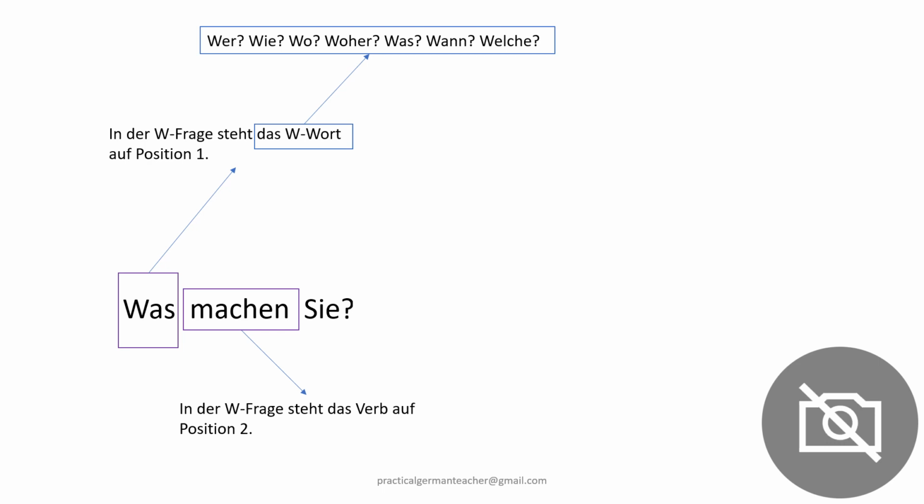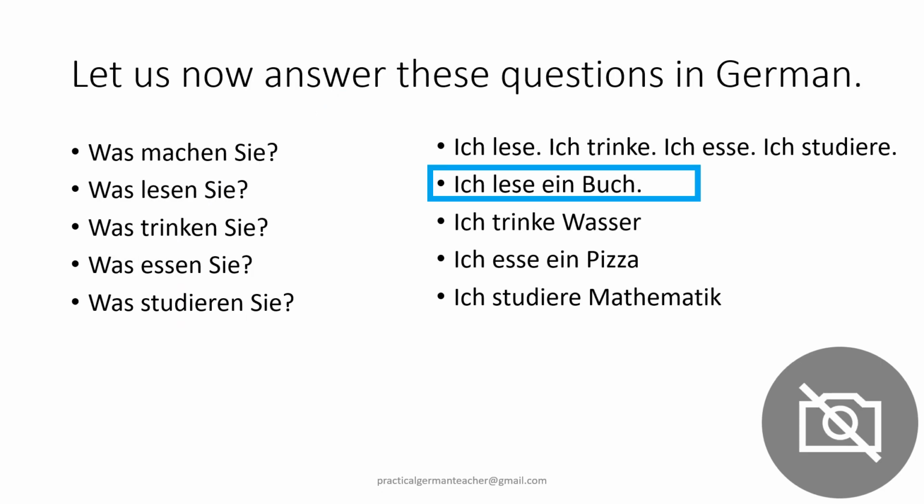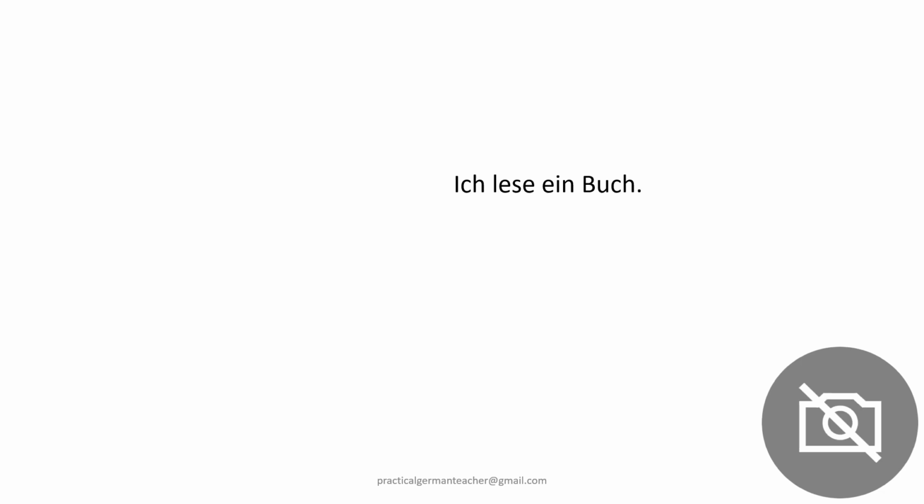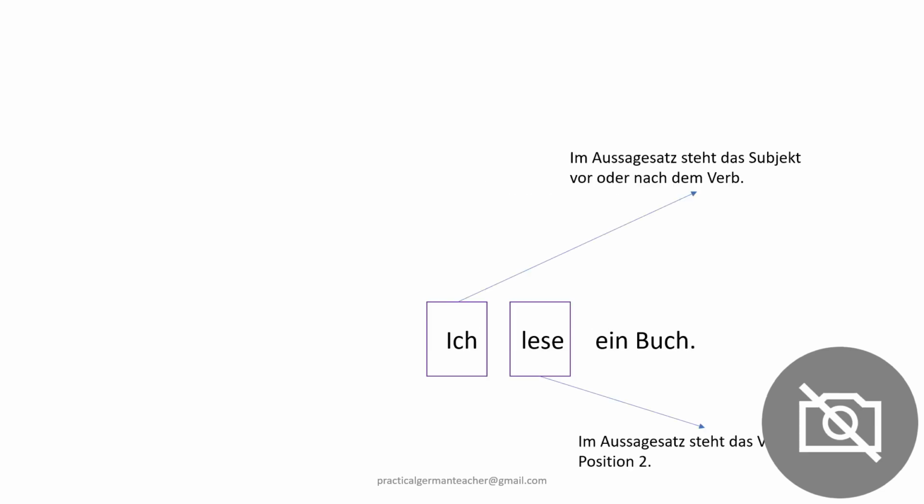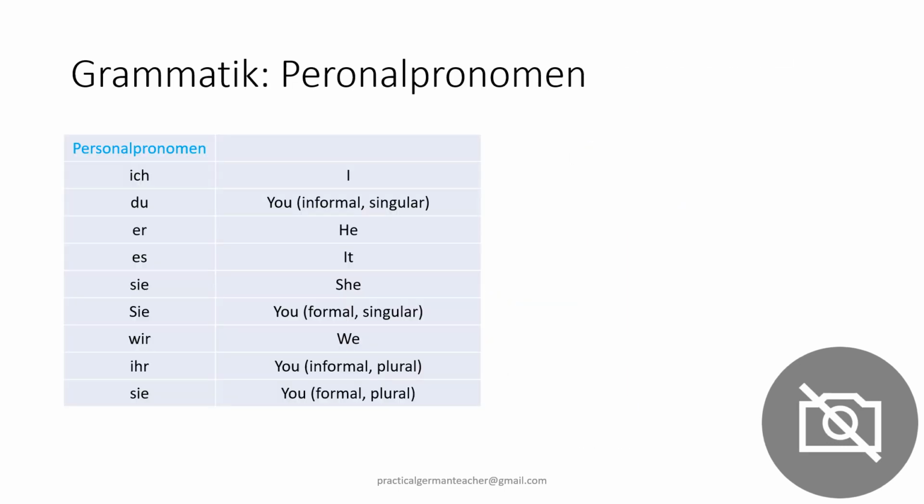The W word can be wer, implying who, wie, implying how, wo, implying where, woher, implying from where, was, implying what, wann, implying when, welcher, implying which. Let us now focus on the second sentence on the right side. The verb comes at the second position and the subject is either before or after the verb.